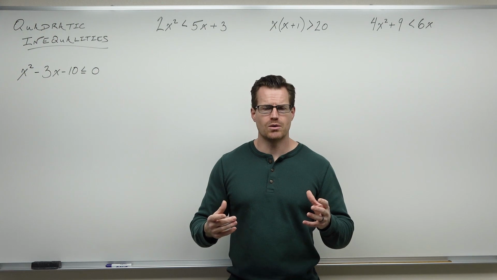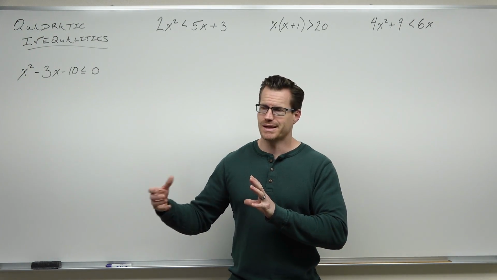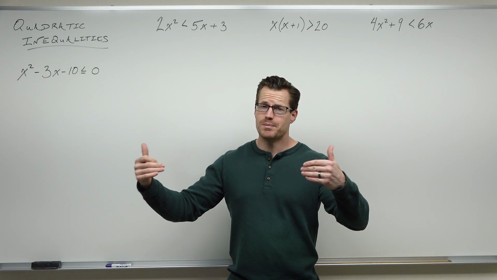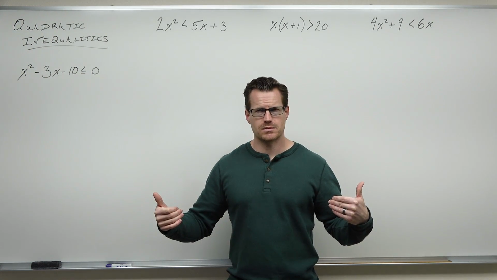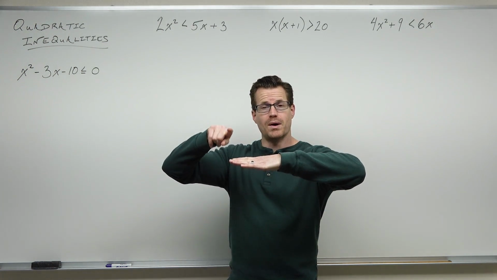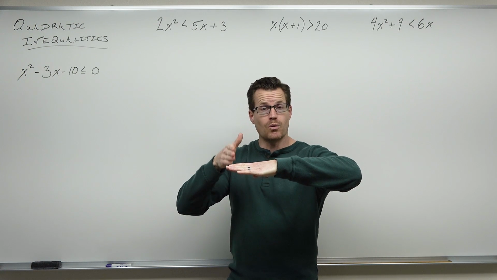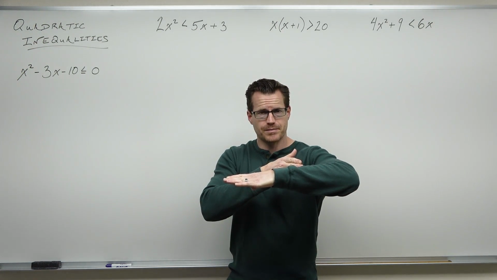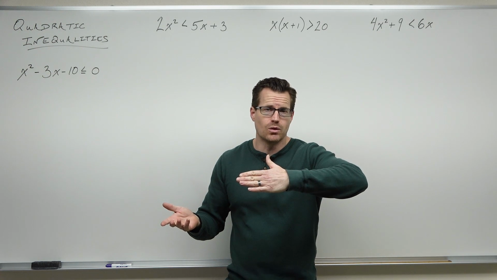That's a rundown. So here are the things that we need to know how to do. Number 1, get everything on one side, get 0 on the other side. Number 2, be able to factor or some other way find x-intercepts. Now why? Well, if we want to know where we are above or below the x-axis, we're going to have to figure out where we cross the x-axis so that we can determine where we're above and or below it. That's really the whole idea.